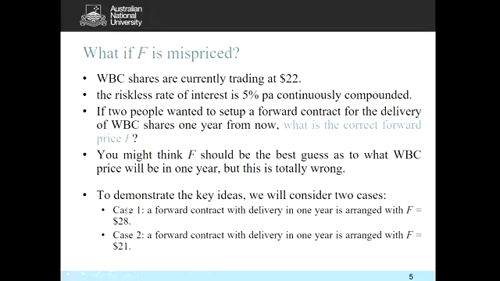In the first example, we're going to say a forward contract with delivery in 1 year's time is arranged with a forward price of $28. I will tell you up front that's way overpriced. And in the second case, a forward contract with delivery in 1 year's time is arranged with capital F of $21. And I'll tell you that's way underpriced.